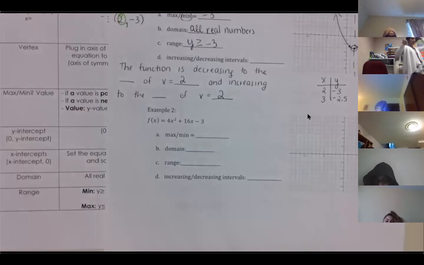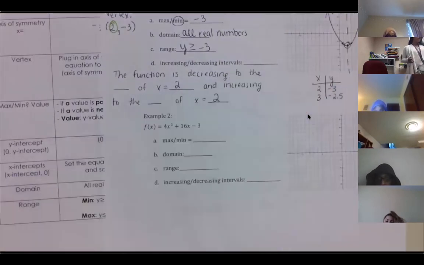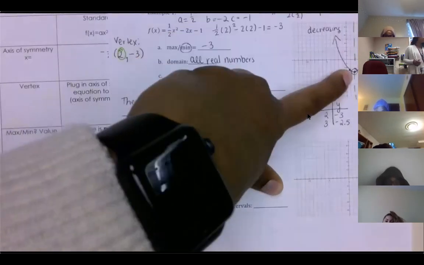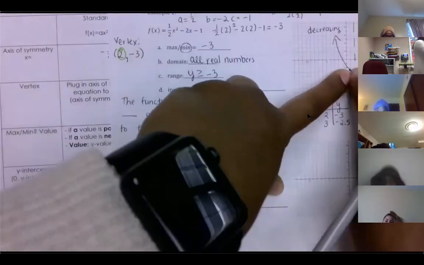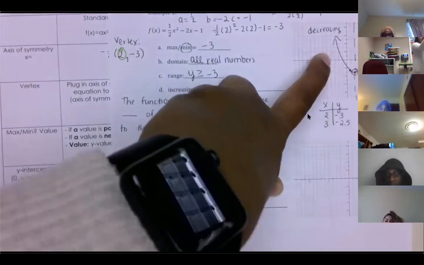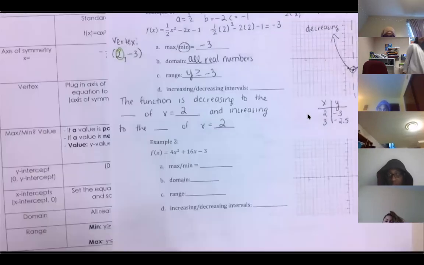You always read a graph from left to right. So this is your maximum or minimum, that's your stopping point. If you're looking at it from the left all the way to the vertex, you'll notice my graph is going down. So we say that that's decreasing. Then you'll notice it starts turning at the vertex. That's the critical point. That's where things start changing. Instead of going down, now it's going up. So to the right side of my graph, it's increasing.